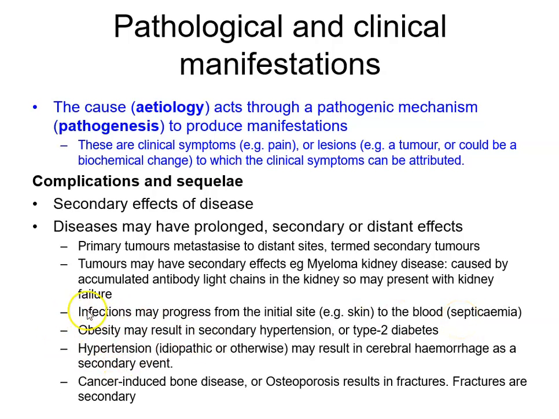Obesity in itself as a disease could result in secondary hypertension or secondary type 2 diabetes. And then hypertension itself as a disease, whether it's idiopathic, no known cause, or otherwise, maybe obesity or something else, may then result in secondary cerebral hemorrhage as a secondary event to the initial disease. So you can have someone who's hypertensive for no apparent reason, idiopathic, and then maybe have cerebral hemorrhage as a secondary event to that primary disease.